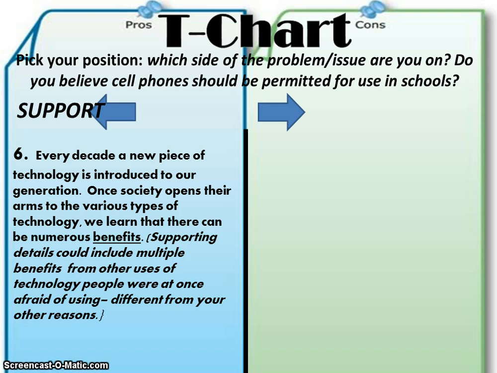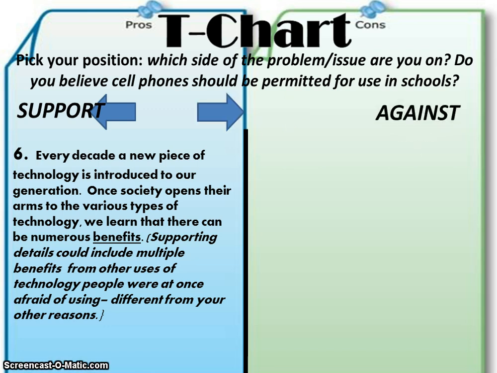So when a new piece of technology is introduced, we try to take it in, and we learn that there are numerous benefits to that. So if you support having cell phones in the classroom, you could list a slew of benefits of using the cell phones in the classroom.